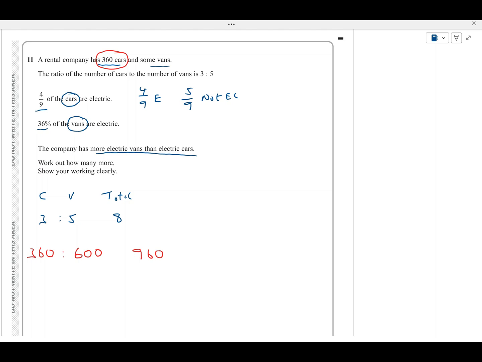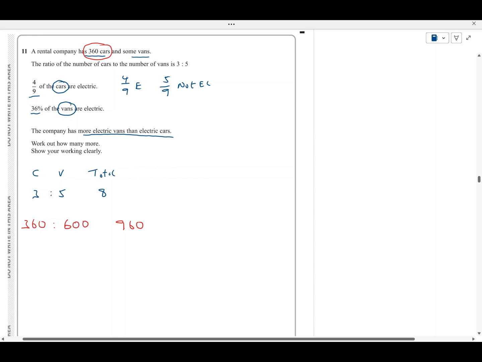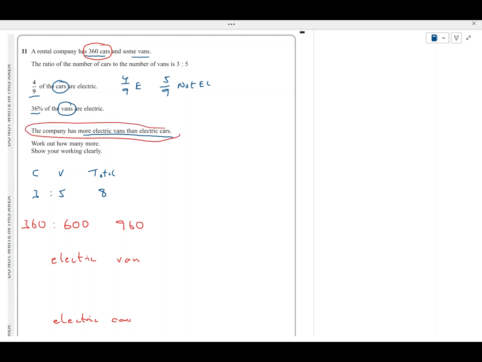Now, let's work out how many of these vehicles are electric, shall we? Let's have a look at the electric. Now, there are some electric vans, aren't there? And there are some electric cars. I'm concentrating on these because the question says the company has more electric vans than electric cars. How many more? So I'm going to work out how many electric vans, how many electric cars, and then find the difference between those. So let's do the electric vans first, shall we?